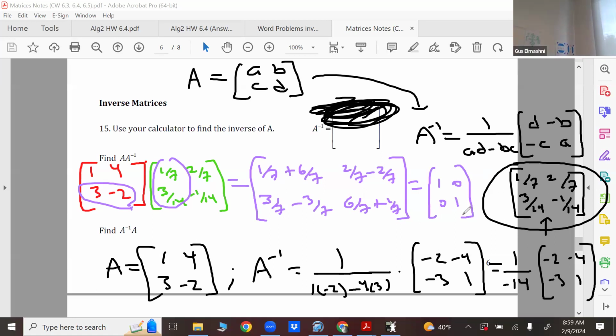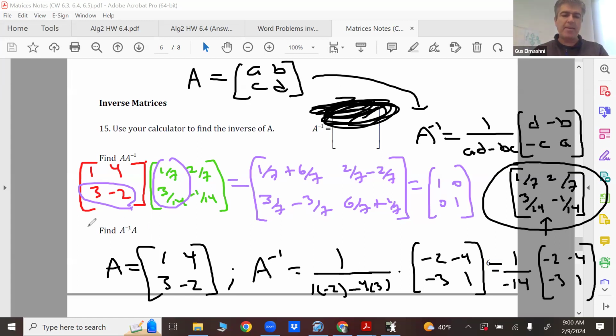but I did some reduction, by the way. 4 times 3/14 is 12/14, that's 6/7, right? But -2 times -1/14 is 2/14, that's 1/7. So when you work it out, it comes back to the identity. So whenever you multiply a matrix by its inverse, you get the identity.